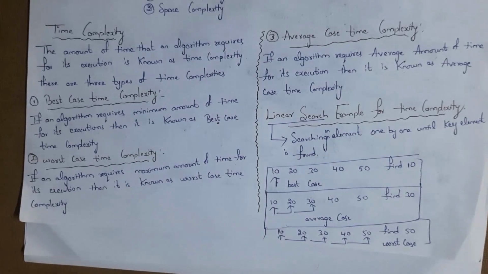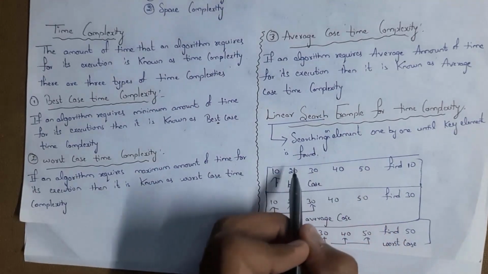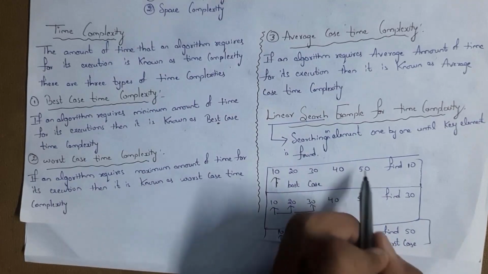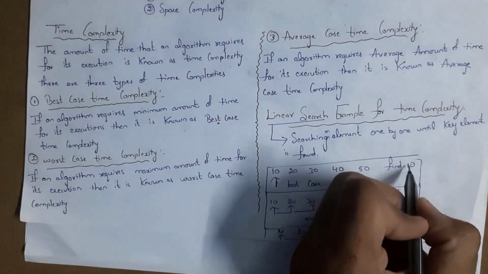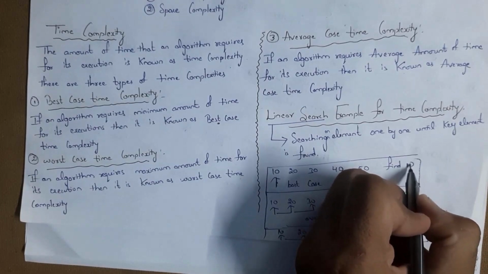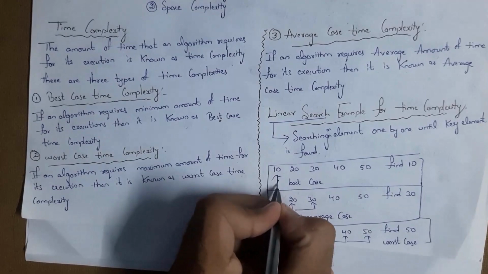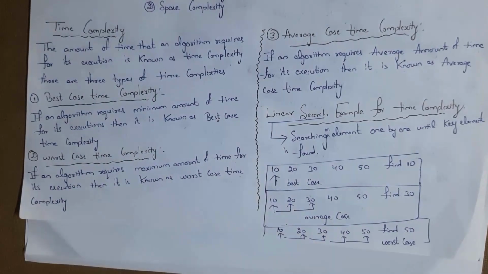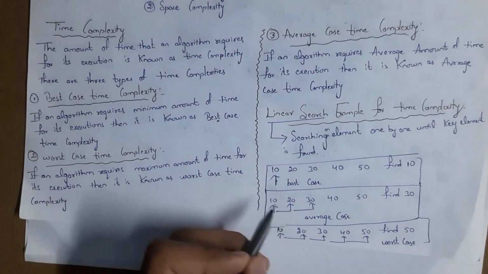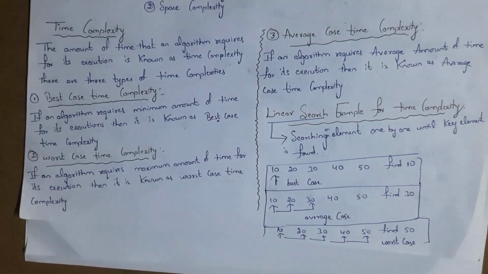Here I took an example. There are 5 elements, that is 10, 20, 30, 40 and 50. In this I want to find the element number 10. So we will start from the first. Here the first element is 10. So we got our required element at first. So it is known as best case time complexity.